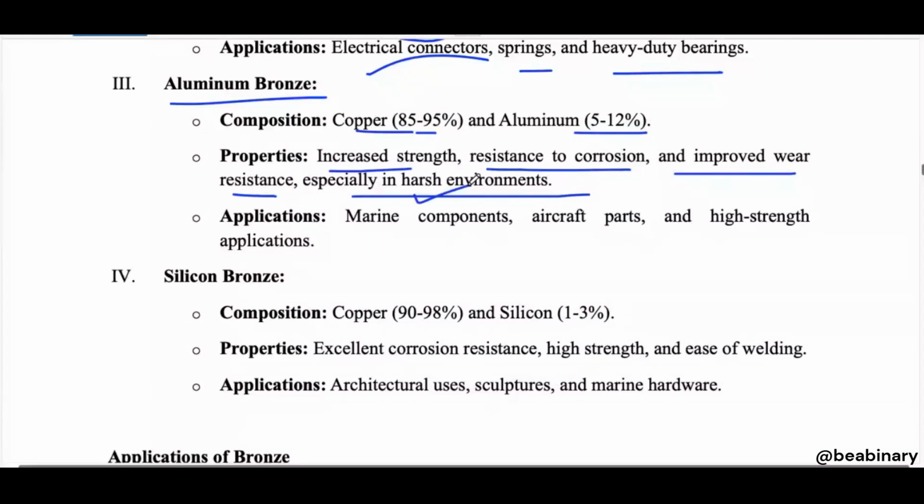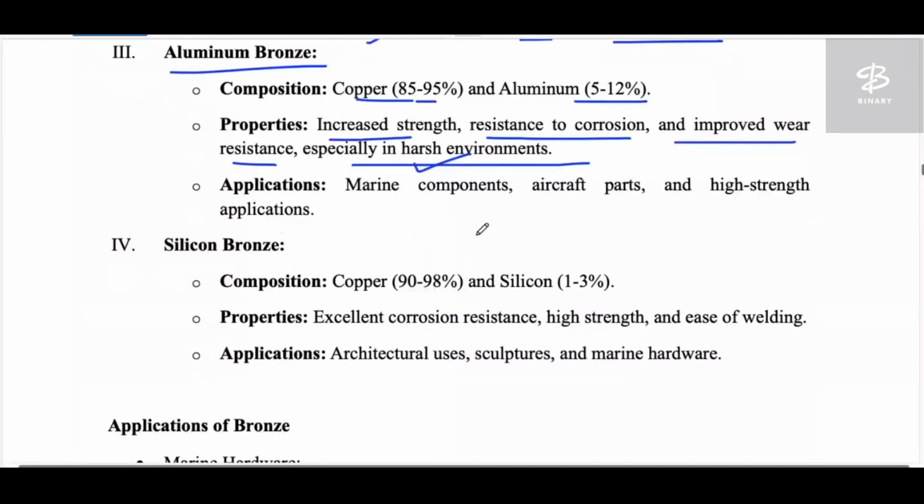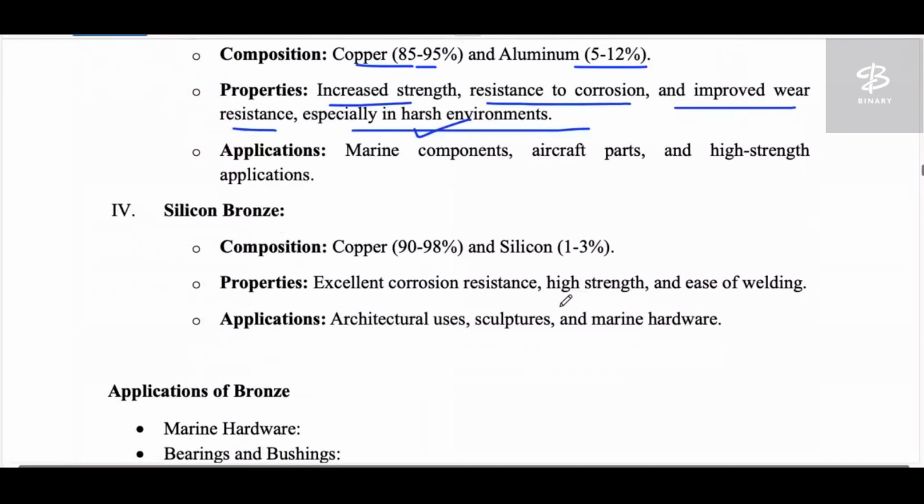Suppose the life we are living right now is a normal environment. But if you have a very severe, harsh, or dangerous environment, one that is just opposite to what we are defined to live in, this material can sustain it more and more. The applications are marine components, aircraft parts, and high strength applications. If you look at marine components and aircraft, they experience different kinds of environments.